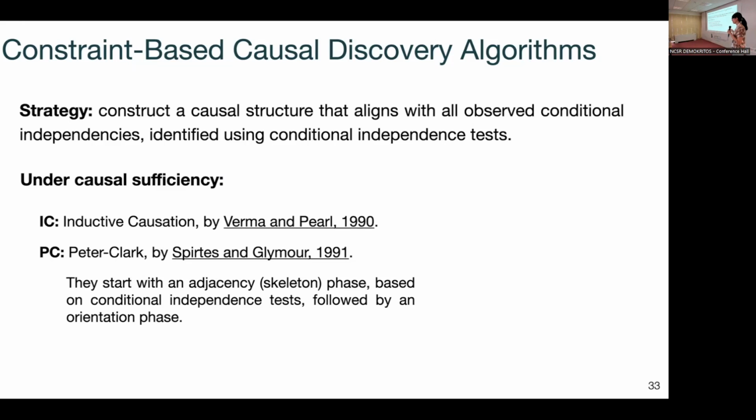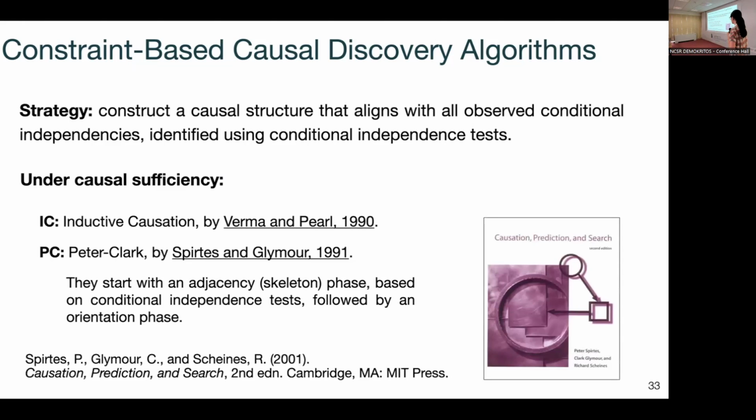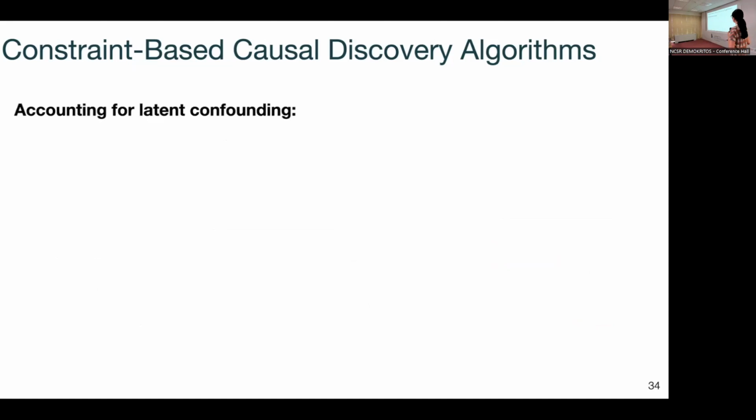I will give an example later, not of the PC, but of the FCI, which is an extension of PC, as you see on the next slide. And if you want to read about the original algorithms, this is still, I would say, a very nice book. It's old, but it's where you would have a very nice introduction to the PC algorithm, FCI algorithm, and so on. So I recommend this book, Causation, Prediction, and Search.